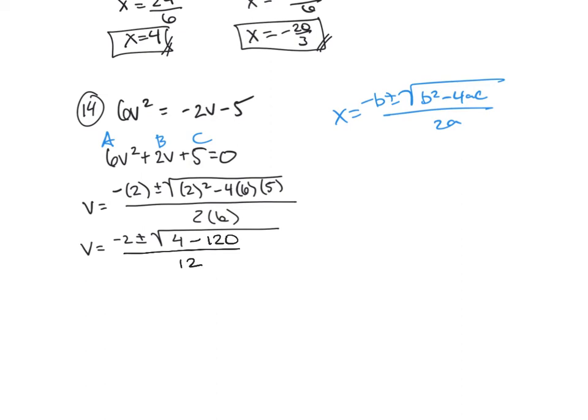So once we simplify under the radical, we'll get v is equal to negative 2 plus or minus the square root of negative 116 over 12. So 116, that's not a nice number. It's not a perfect square. We're just going to leave it in. So we don't have to actually find it, but we do have to deal with this negative.